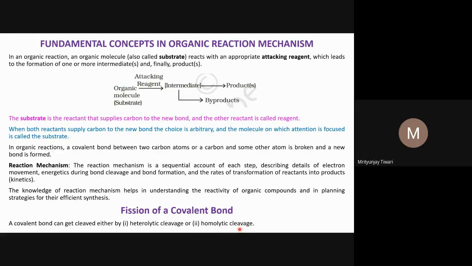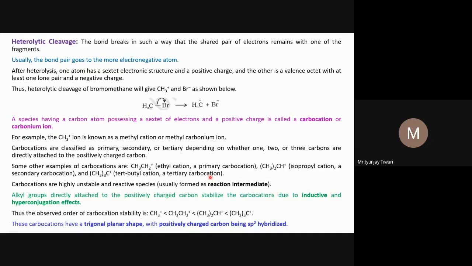So if an equal distribution of the shared pair of electrons happens between the two covalently bonded atoms, then such breaking of the covalent bond is called homolytic cleavage. Cleavage means the breaking of a covalent bond. Let us study heterolytic cleavage. In heterolytic cleavage, the bond breaks in such a way that the shared pair of electrons remains with one of the fragments or one of the atoms. So if both the electrons go to only one atom, then such cleavage is called heterolytic cleavage. I have just explained.